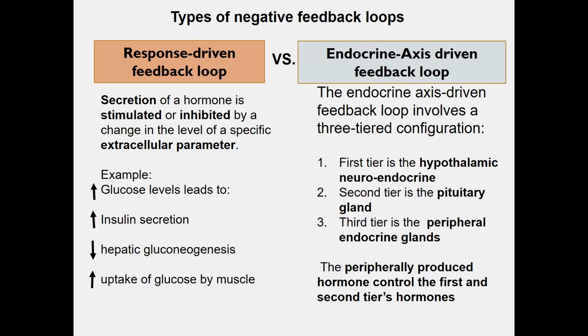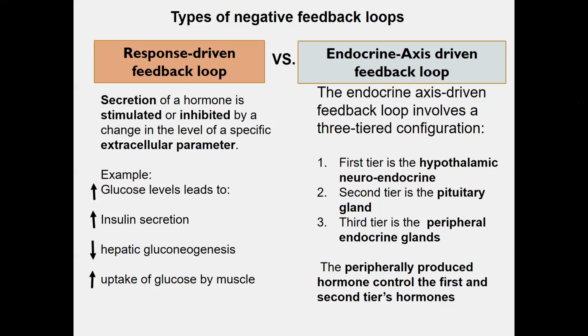Now, we have two types of negative feedback loops. We have the response-driven feedback loop, and we have the endocrine axis-driven feedback loop. In the response-driven feedback loop, the target or the physiological response, or we can say the end result or the outcome of the hormonal action, controls the function of the endocrine system.